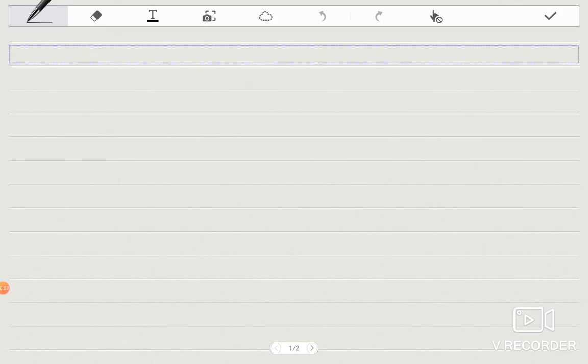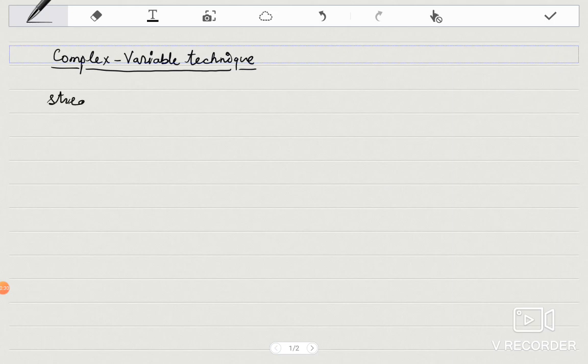Dear students, today we will start a new chapter in which we will try to learn the complex variable technique to solve the flow problems. So before starting the complex variable technique, we will revise the concept of stream function and potential function, which I have already told you.